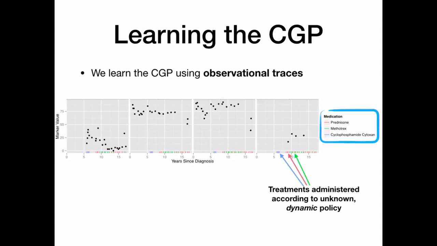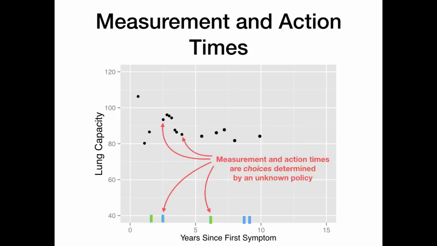To learn the counterfactual GP, we're going to use observational traces, which are these sparse, irregular sequences of outcomes and actions. Critically, we're not going to assume that we know the policy that was used to generate these actions. There are a couple of types of confounding in these observational traces that make learning the counterfactual GP challenging. One is that the timing of measurements and actions are choices made by the decision maker and so can be confounded. This is something that we don't need to worry about, for example, in discrete time settings.